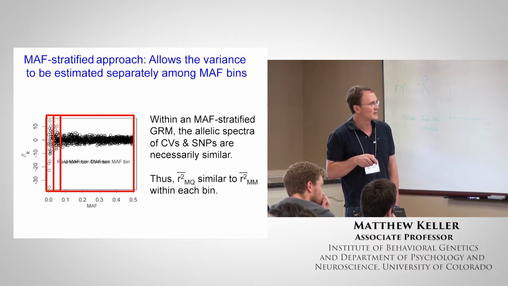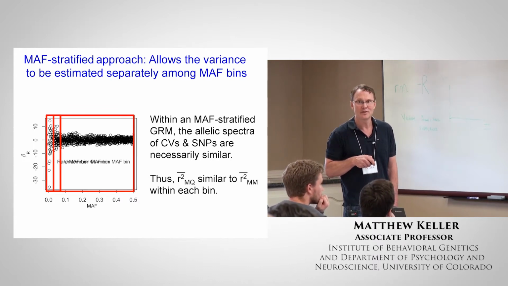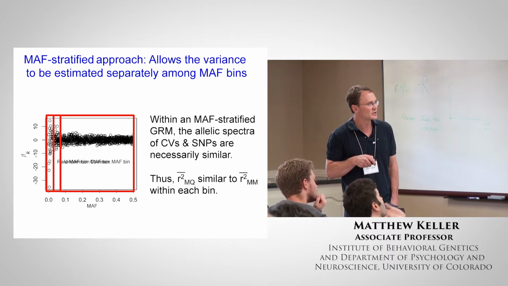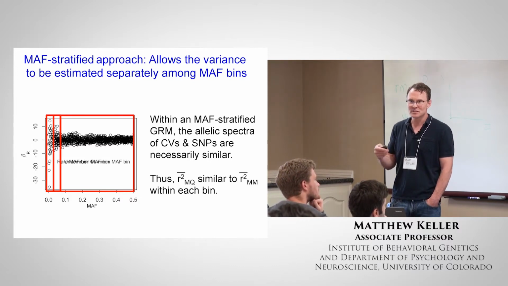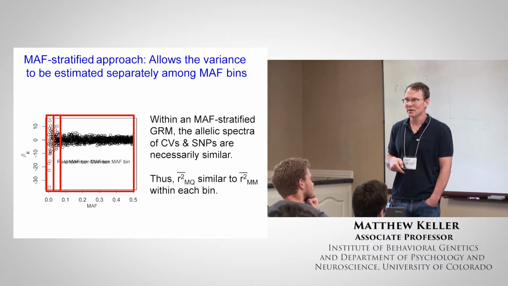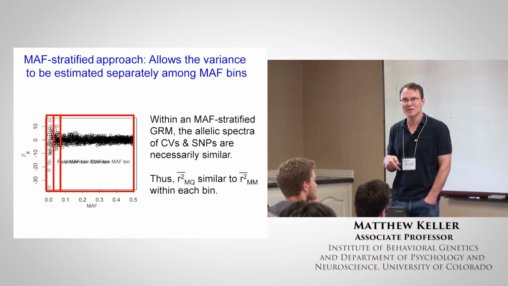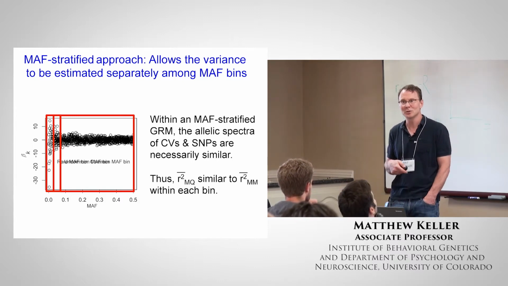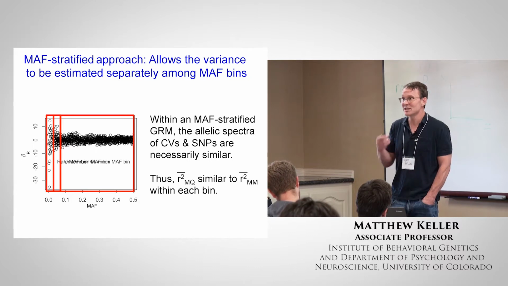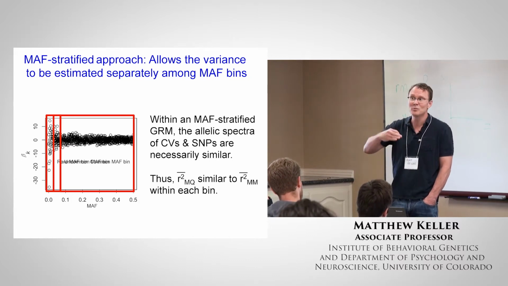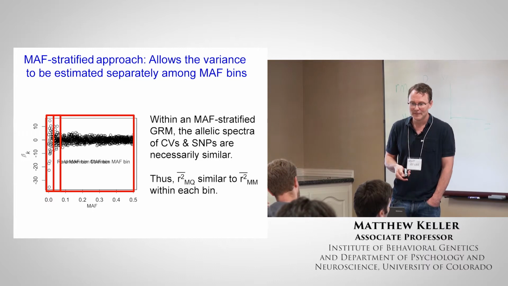Within an MAF stratified GRM, the allelic spectra of CVs is necessarily going to be similar to the MAF of the SNPs, and therefore the average R squared MQ is going to be similar to the average R squared MM within each bin. So we should not be having this problem of discrepancy between those two if we're binning by MAF. That doesn't mean we won't get discrepancies for other reasons. It could be the case that causal variants typically have lower LD than the markers do themselves, in which case we're right back to this. But by binning by LD, we hopefully will get around that issue too.